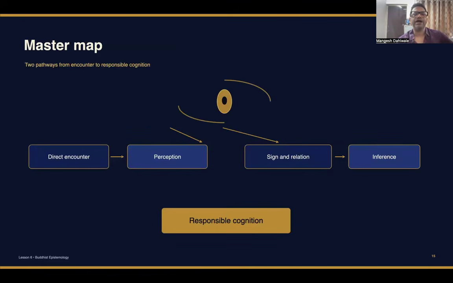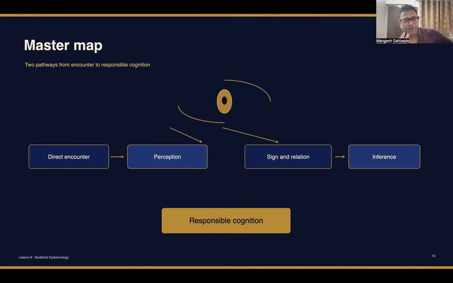So this is the master map. Two pathways from encounter to responsible cognition. We have direct encounter, we see the world as it is, perception, and signs and relation through inference. Okay, and these two modes of valid cognition lead to what we can call responsible cognition.